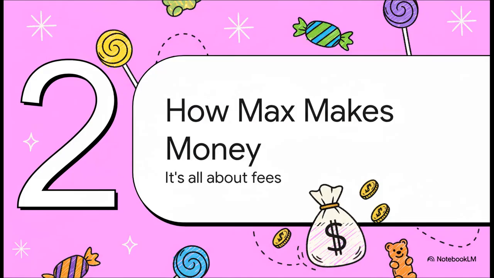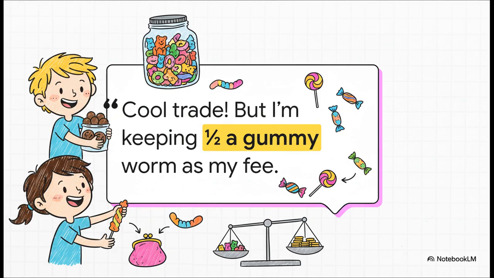Okay, so how does Max make money doing this? I mean, he's a smart kid, right? He's not just doing this to be nice, he's actually running a business. So how does he get his cut for making everyone's life so much easier? Well, it's all about the tiny fees. For every single trade that happens at his stand, Max takes a teeny tiny little piece as a fee.